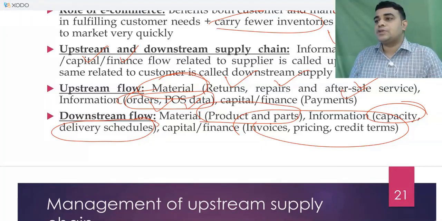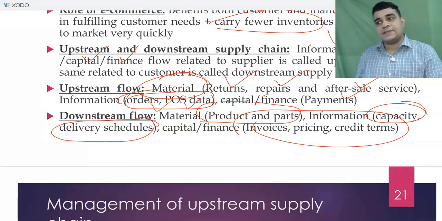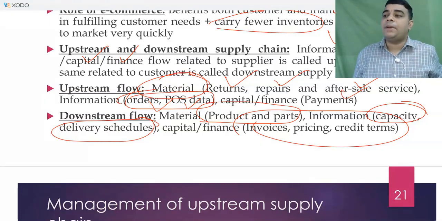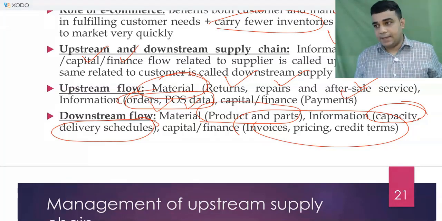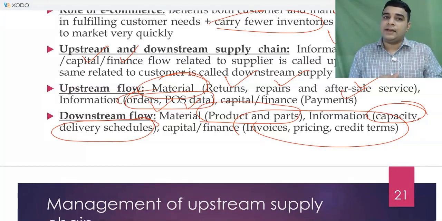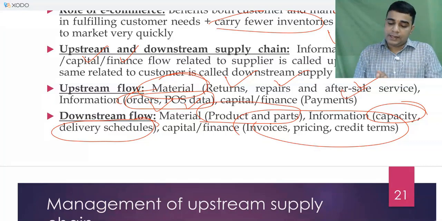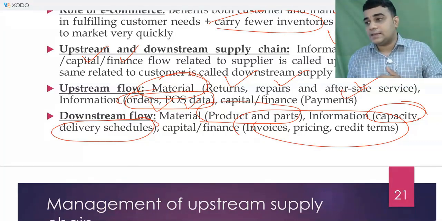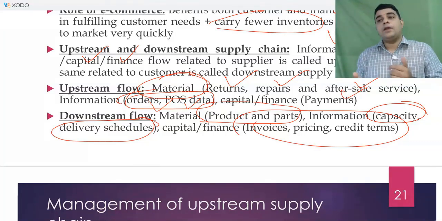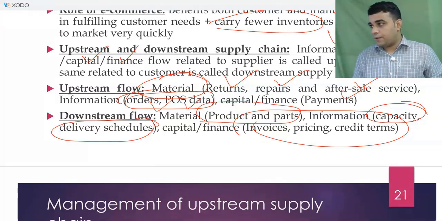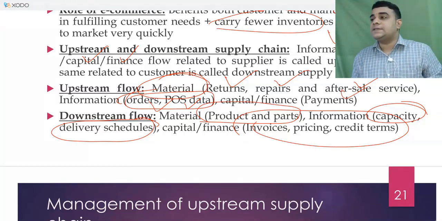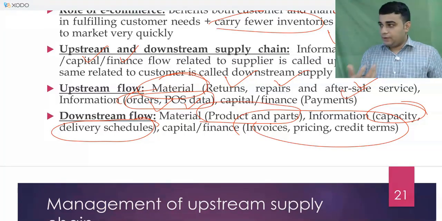What does a CRM store? CRM is basically going to store customer data. SRM, supplier relationship management, will store the data on suppliers. What kind of data can it store? It can store data on what products the supplier can offer, at what price he is likely to offer, and what has been the past record of quality with this supplier.